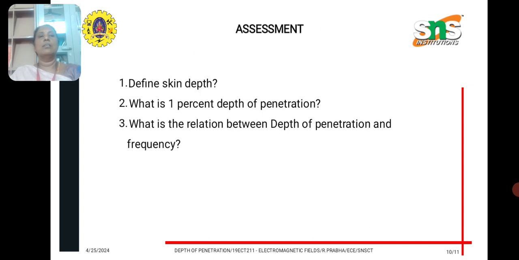So assessment questions: skin depth, 1% depth of penetration, relation between depth of penetration and frequency.